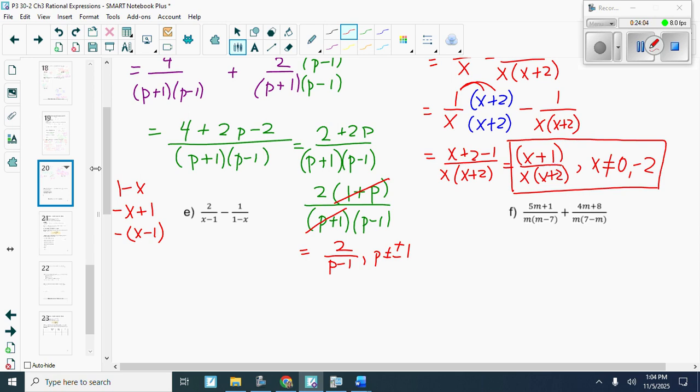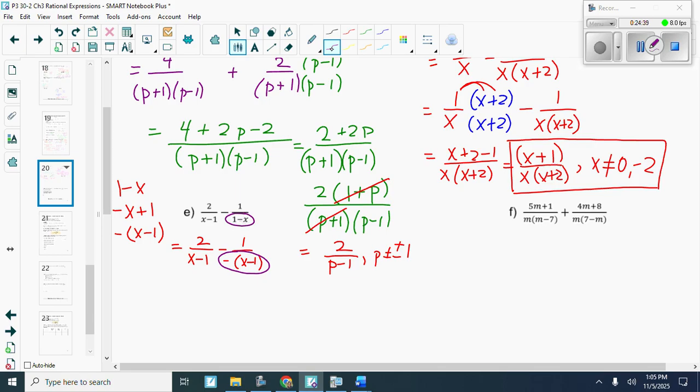So what I would do is rewrite this question, because now it's going to help me find my common denominator. In this case, I'm going to have 2 over x minus 1 minus 1 over -x minus 1. I'm just substituting this, and I'm going to change it for this. I haven't done anything else. I'm just switching it. So this is what I've done.